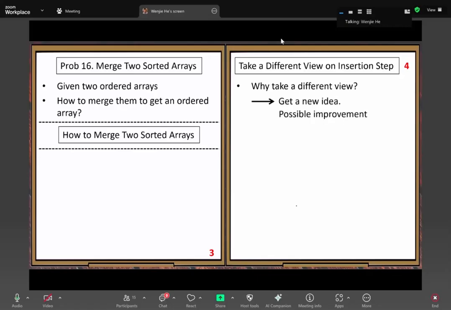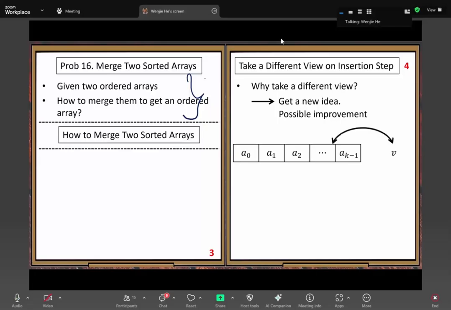Insertion step. We want to take another view on this insertion step, then connect to our merge step. What's the relationship? This is the insertion step, right? The array is already ordered, then we insert that V into this ordered array. That's the insertion step. What's the connection? This insertion operation and our merge operation. So we want to do the merge of two ordered arrays. What's the relationship?